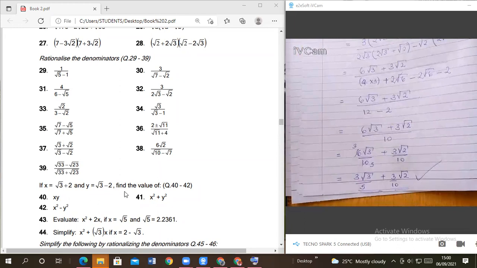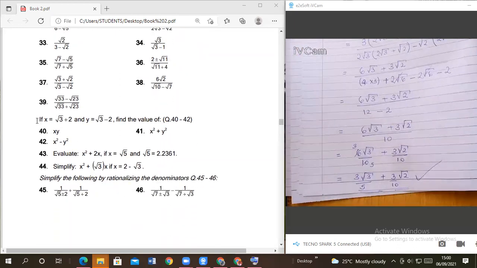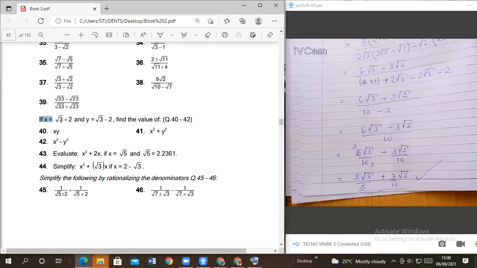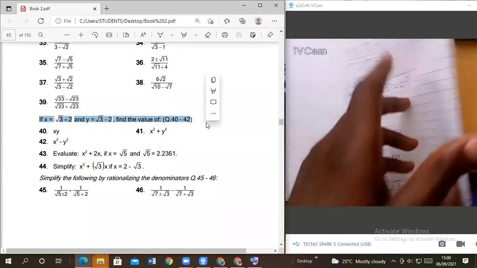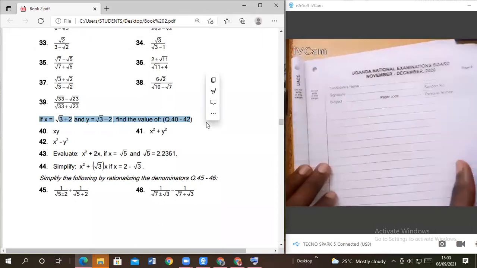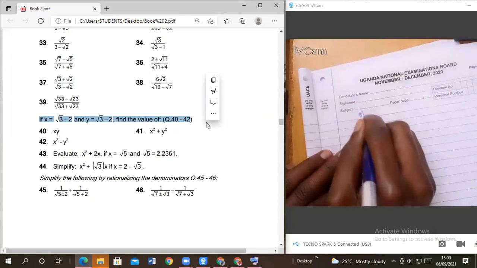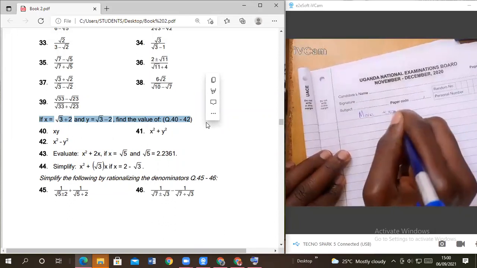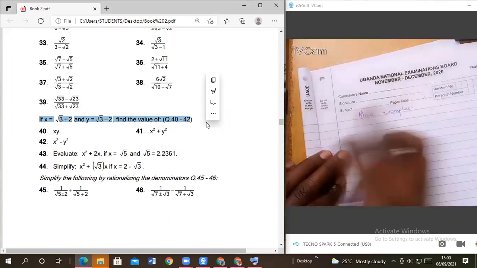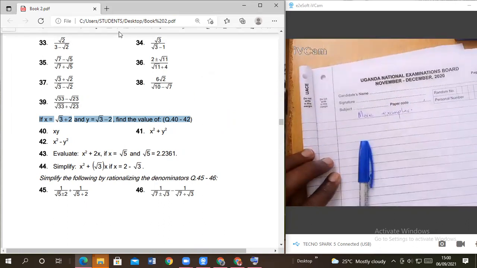Now, let's move to this question here, the one I'm highlighting. Yes, teacher. Let's go to that question. More examples.